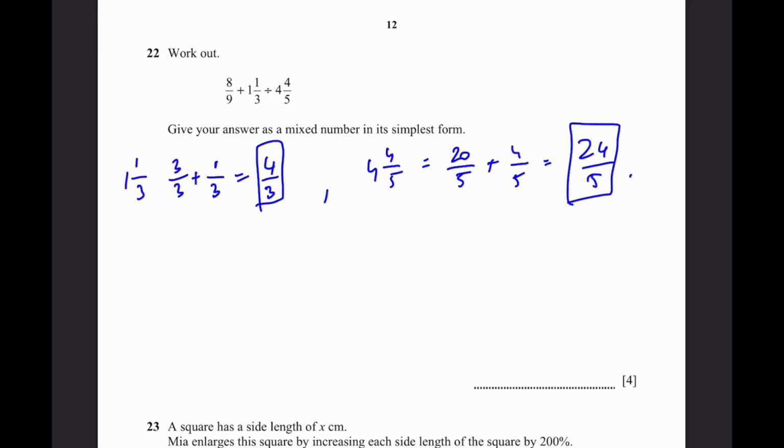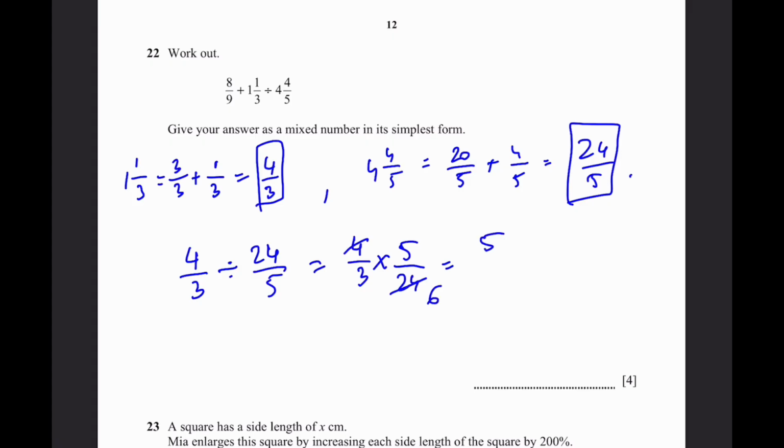Now, we have the two values and we can divide. That'll be 4 by 3 times 5 by 24. And we can cancel some values to get 5 by 18. Now we have 5 by 18 and we have another value to add it with, 8 by 9. So 8 by 9 plus 5 by 18.